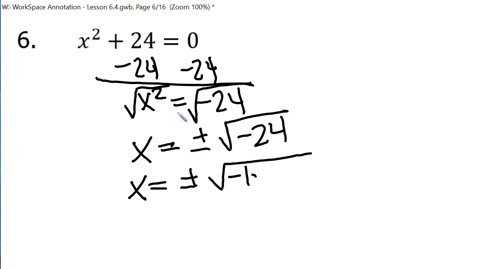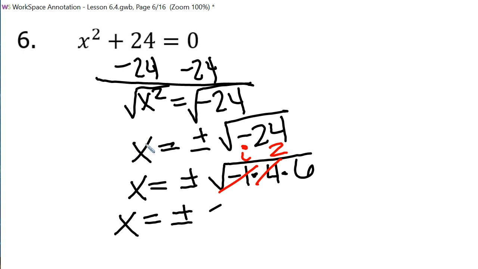8 times 3, and so 6. I mean, 4 times 6. Okay. Mark out the negative 1. What's the square root of negative 1? I. Mark out the 4. What's the square root of 4? 2. So what's the answer? X equals plus or minus 2i square root of 6.